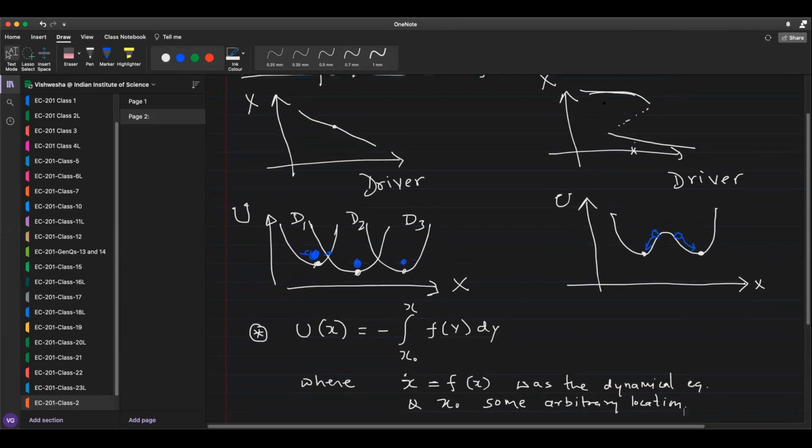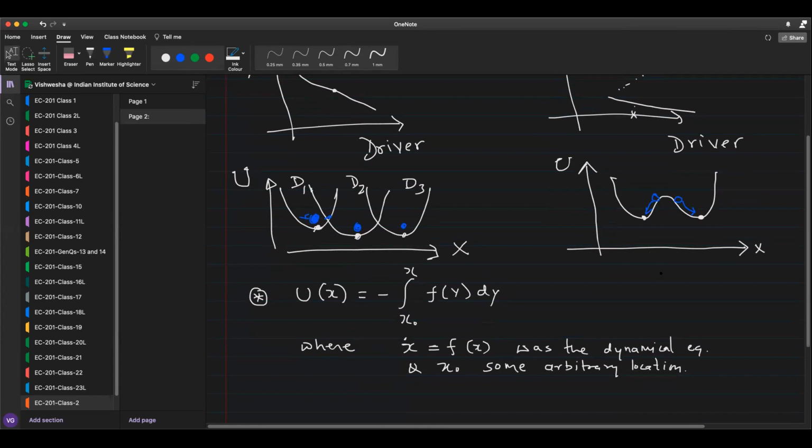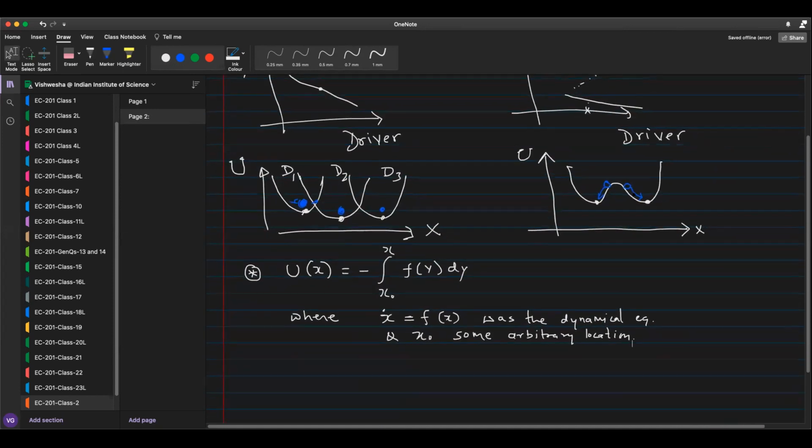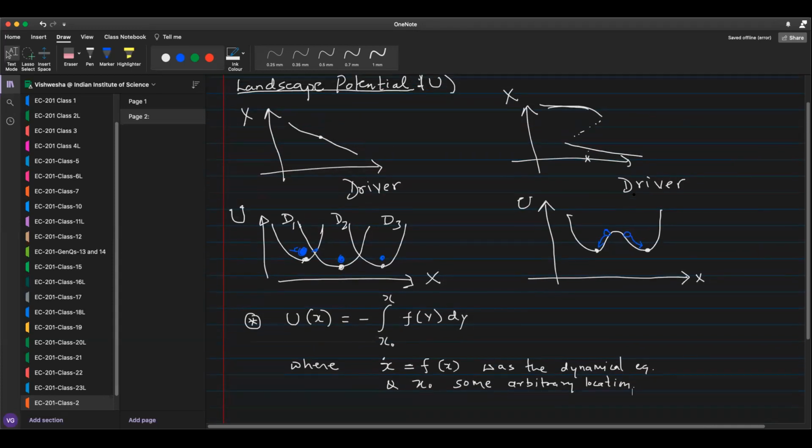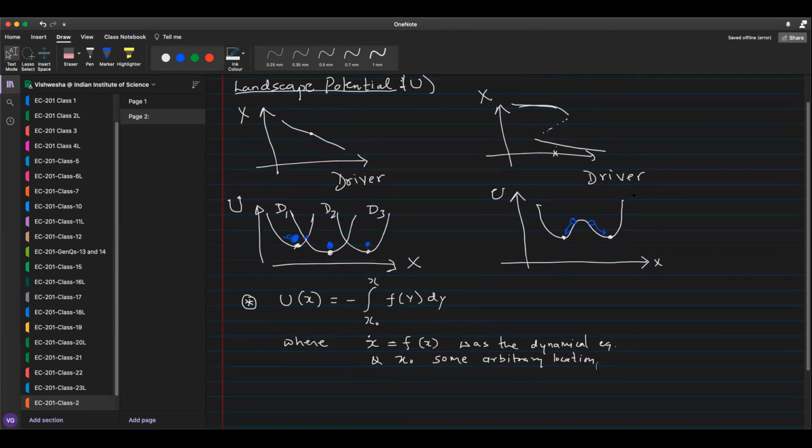So it turns out that if you define u of x this way, it actually has these features. Whenever there are two stable equilibria, this u will actually have two minima. This is something I had asked you to observe by plotting this. Did all of you get this, by the way? Was there anybody who had difficulty with this assignment question? I did not get it. You did not get this? Okay. Do you know why?